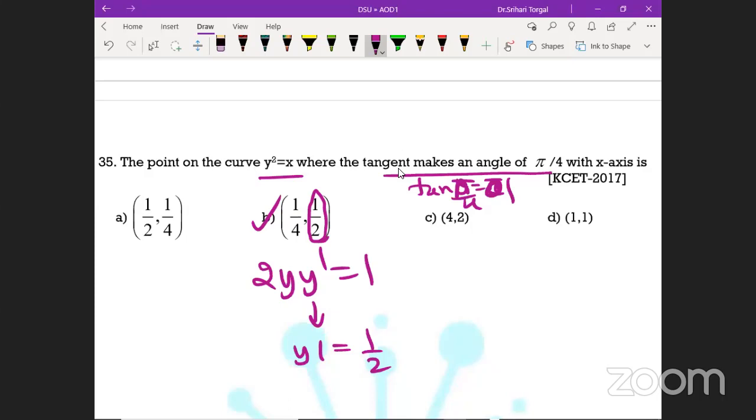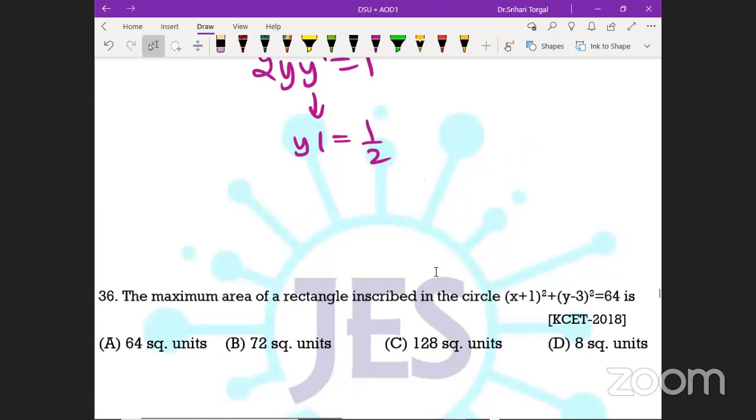Got it? y is equal to 1/2. Very simple, 2017 question. Just differentiate the curve and tan θ is equal to 1. tan π/4 will be 1, which is equal to the slope. We know that slope is equal to y'. Just replace y' by 1. We will get the y value as 1/2.